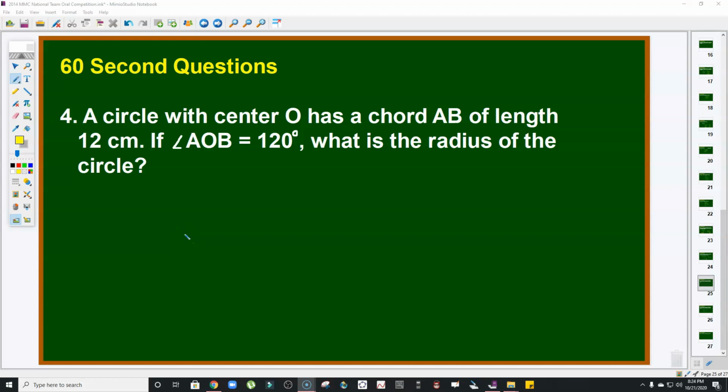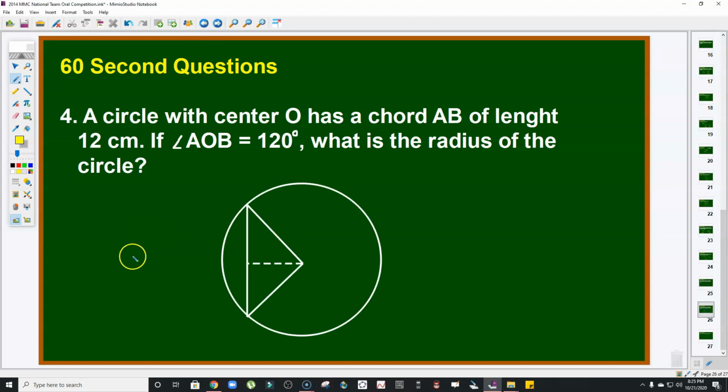Problem number 4. A circle with center O has a chord AB of length 12 centimeters. If angle AOB is 120 degrees, what is the radius of the circle? Alright, so in the illustration, the chord is AB with length 12, while the center of the circle is O. Let's call the foot of the perpendicular bisector of the chord as point D. Meaning to say, since perpendicular bisector yan, this AD here is 6, right? Now, since angle AOB is 120, this will give us 60.